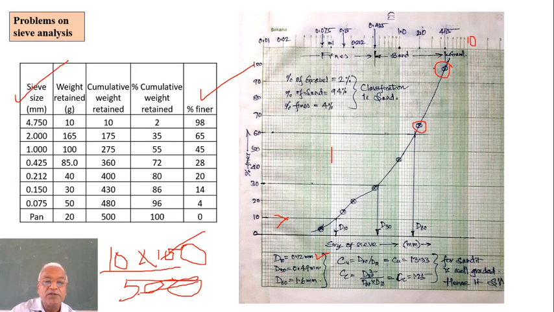Now similarly for 30%, D30. You catch the 30% line, move horizontally to the curve, go down, and note down the size. Here it is slightly more than 0.42, but less than 0.5. That's why I have written D30 as 0.49.